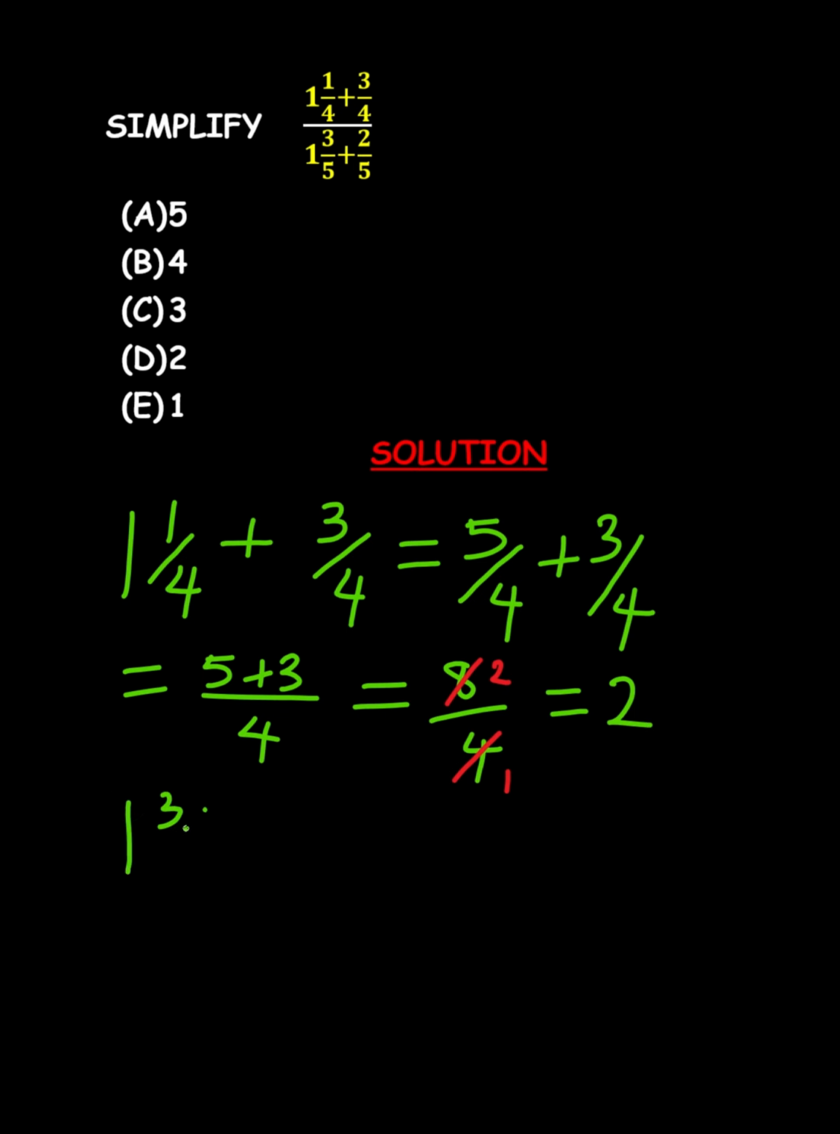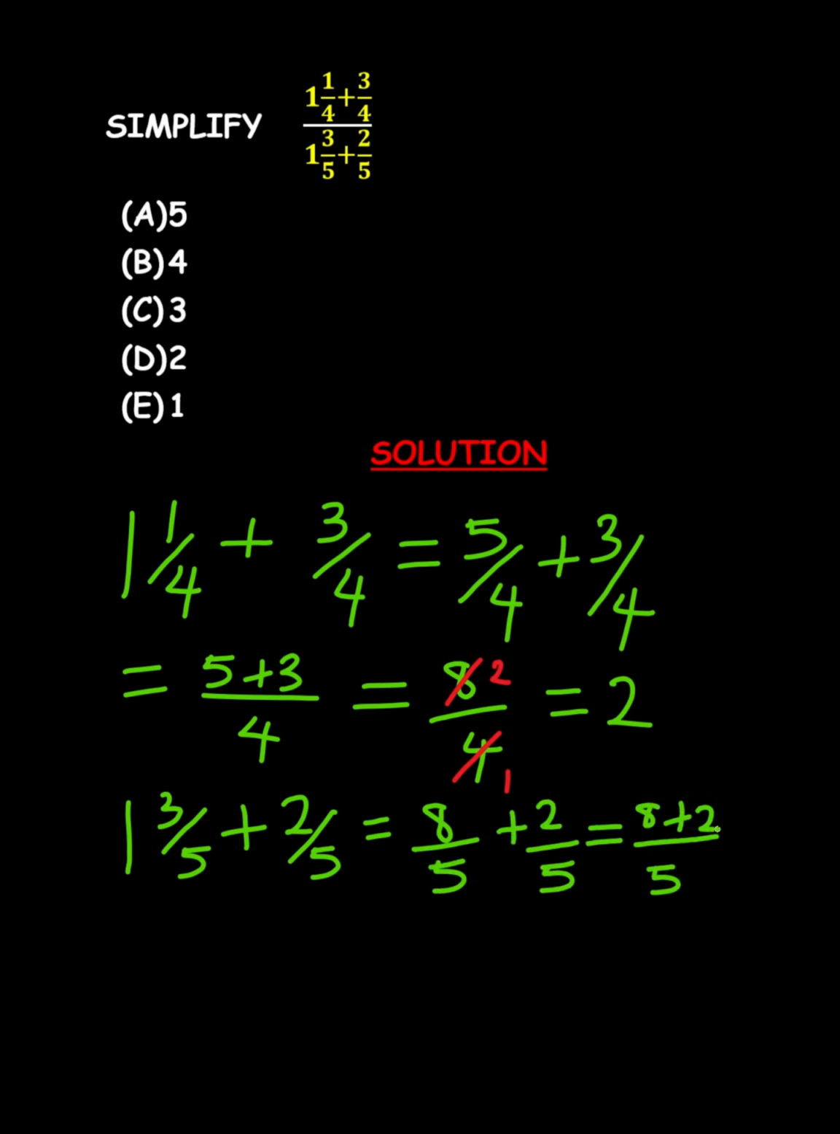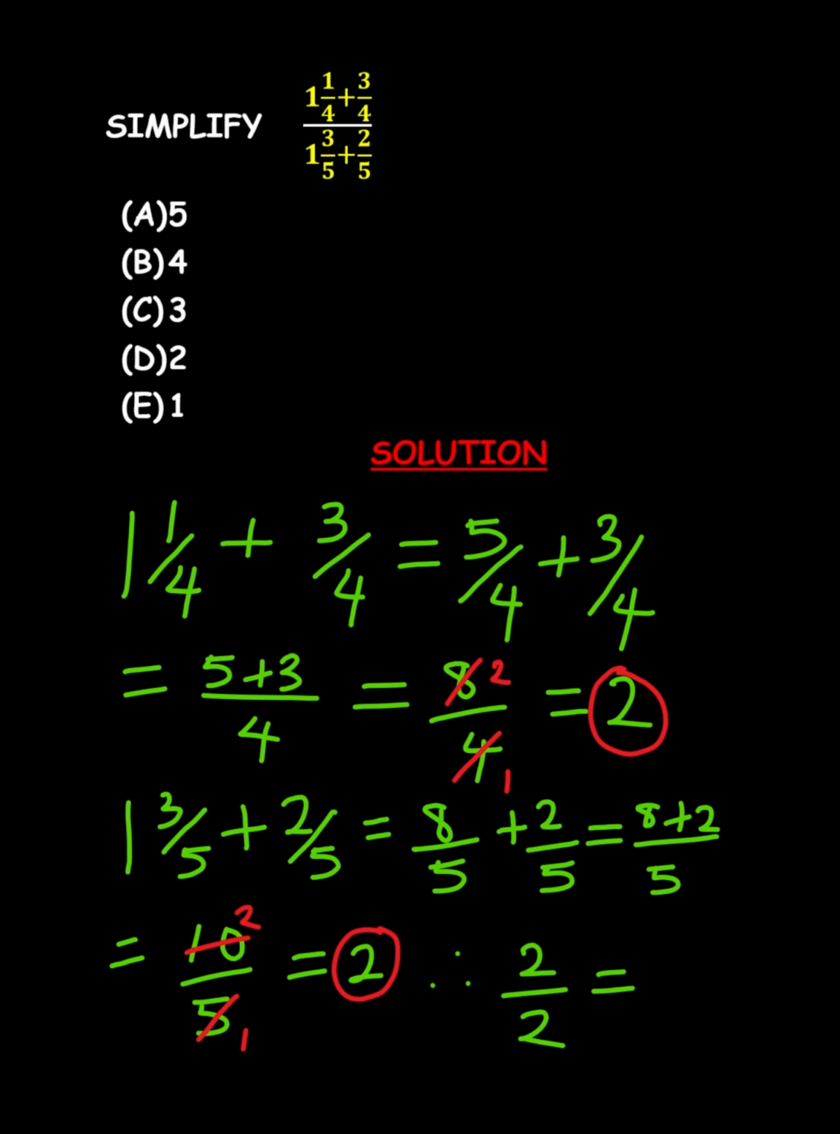Now the denominator. 1 3/5 + 2/5 equals 8/5 + 2/5, equals (8 + 2) all over 5, equals 10/5. 5 divided by 5 is 1. 10 divided by 5 is 2. Equals 2. Therefore numerator divided by denominator equals 2 divided by 2, which is equal to 1. The answer is E.